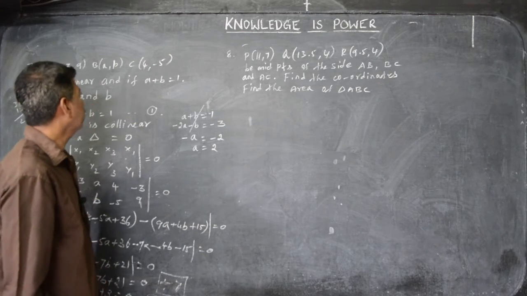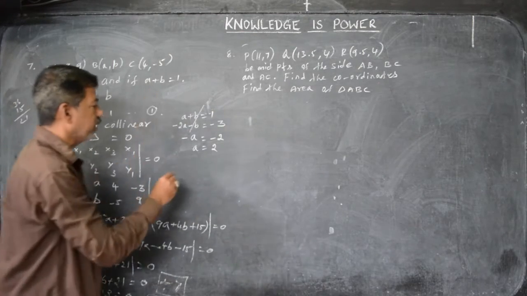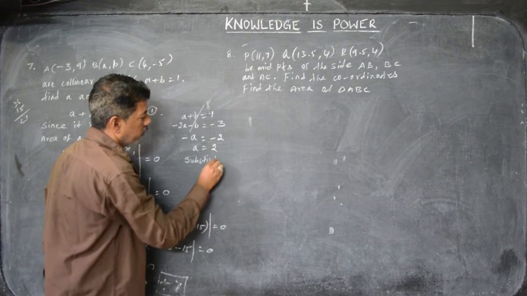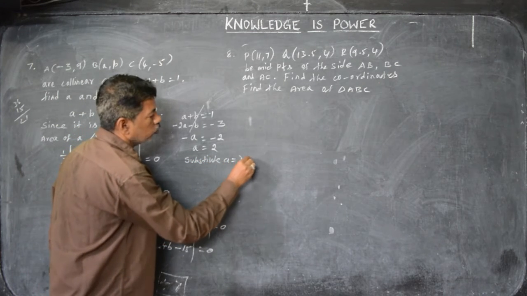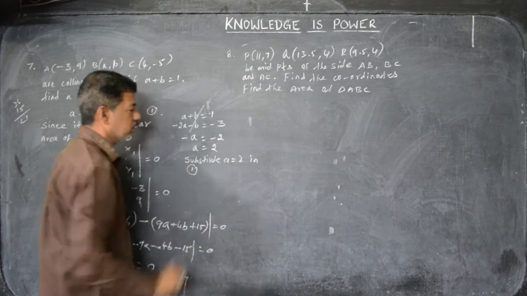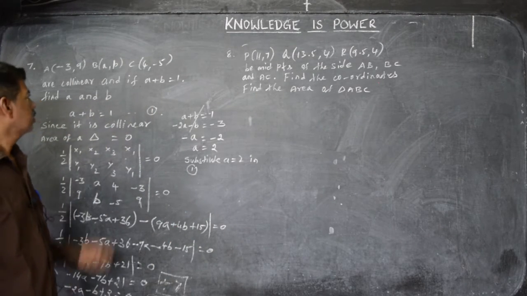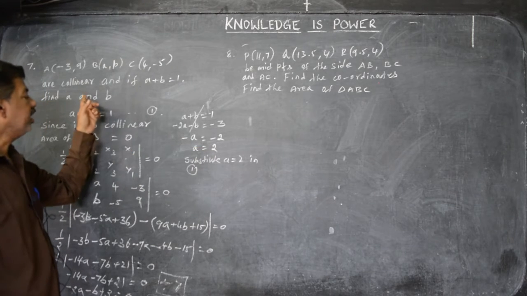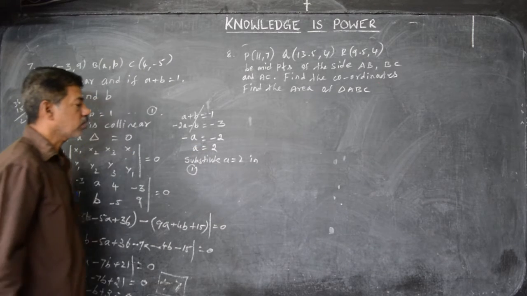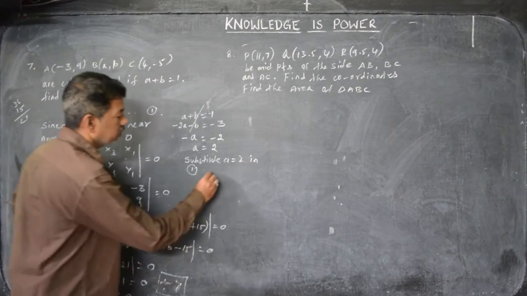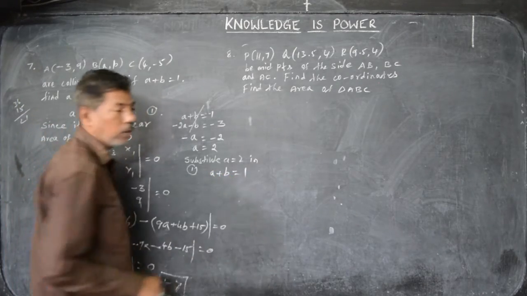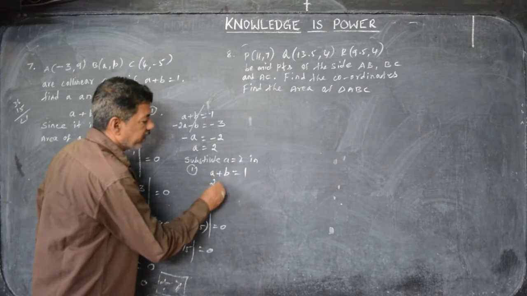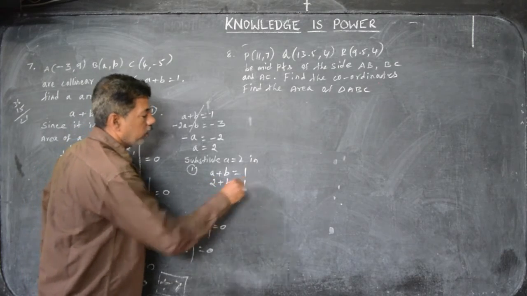Then you have to find b. Substitute a equal to 2 in equation 1. If you substitute that, what will we get in equation 1? a plus b equal to 1. Now what is a? a is 2, so 2 plus b equal to 1.